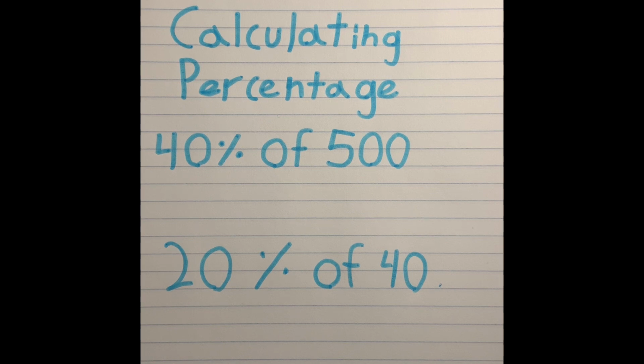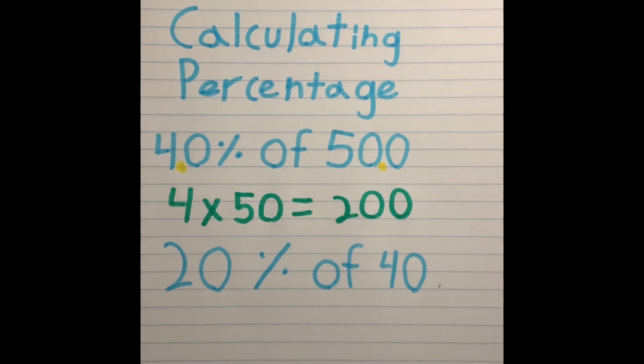Alright, so in order to calculate percentage, we must move the decimal place over 1 on both numbers. So now we've got 4.0 and 50.0. Now we're going to times these. 4 times 50 equals 200. So 40% of 500 equals 200.